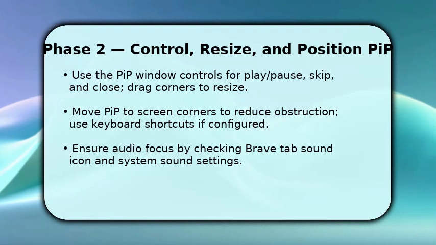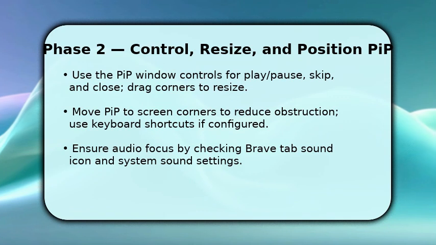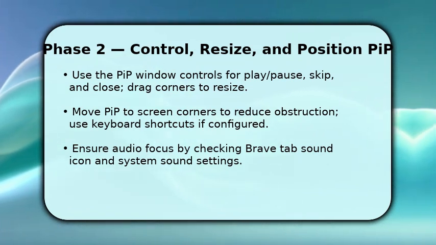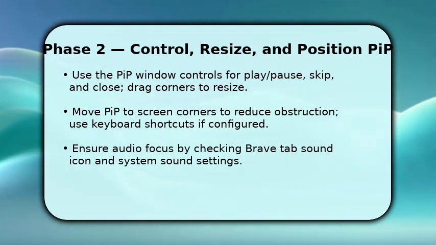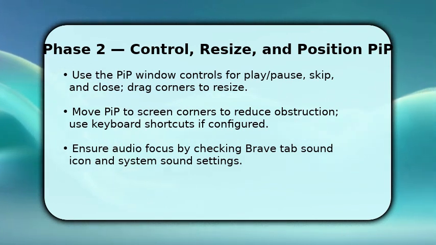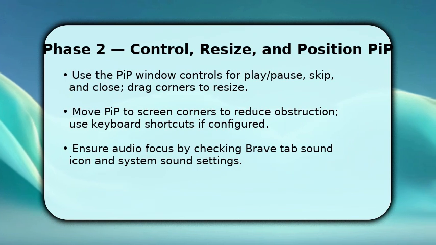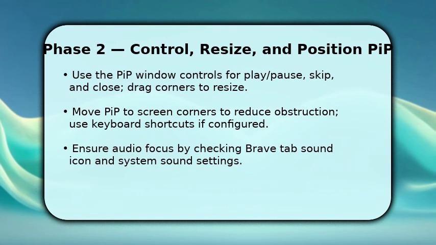Now that PiP is active, learn the controls so you can work without interruptions. You can click play or pause directly on the PiP overlay, drag its edges to resize, and place it in a corner to avoid covering important content. Make sure Brave's tab audio icon isn't muted and that your system's sound routes correctly, because PiP still uses the browser's audio stream. If you prefer speed, configure keyboard shortcuts in Brave settings to toggle PiP without reaching for the mouse.